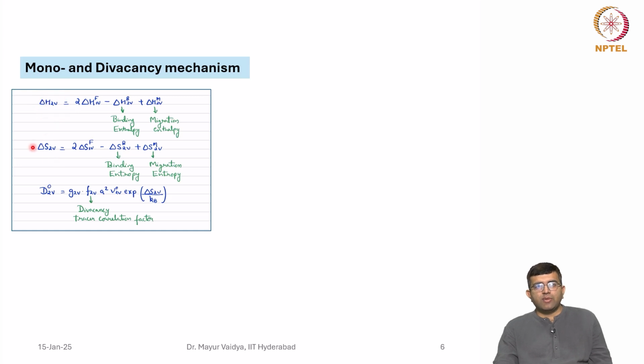diffusion. Similarly, for the entropy of diffusion, delta S2V is also given by a similar expression, where you have a binding entropy contribution and a migration entropy contribution. And when you write the D naught, here now the tracer correlation factor is the di-vacancy tracer correlation factor.